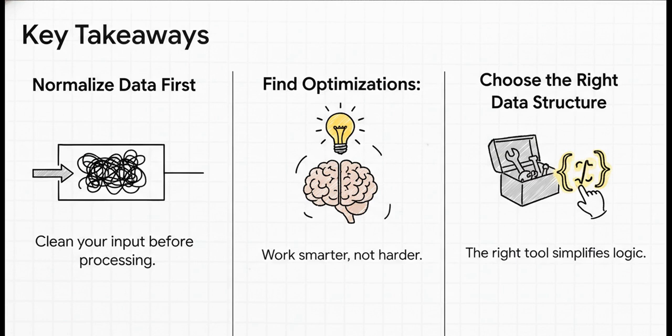Number 2, always be on the hunt for optimizations. Thinking smarter, not just harder, like with the prime checker, saved us a ton of work. And number 3, pick the right data structure for the job. The dictionary made that frequency count an absolute breeze. Keep these 3 ideas in your back pocket and you'll be a much more effective programmer.